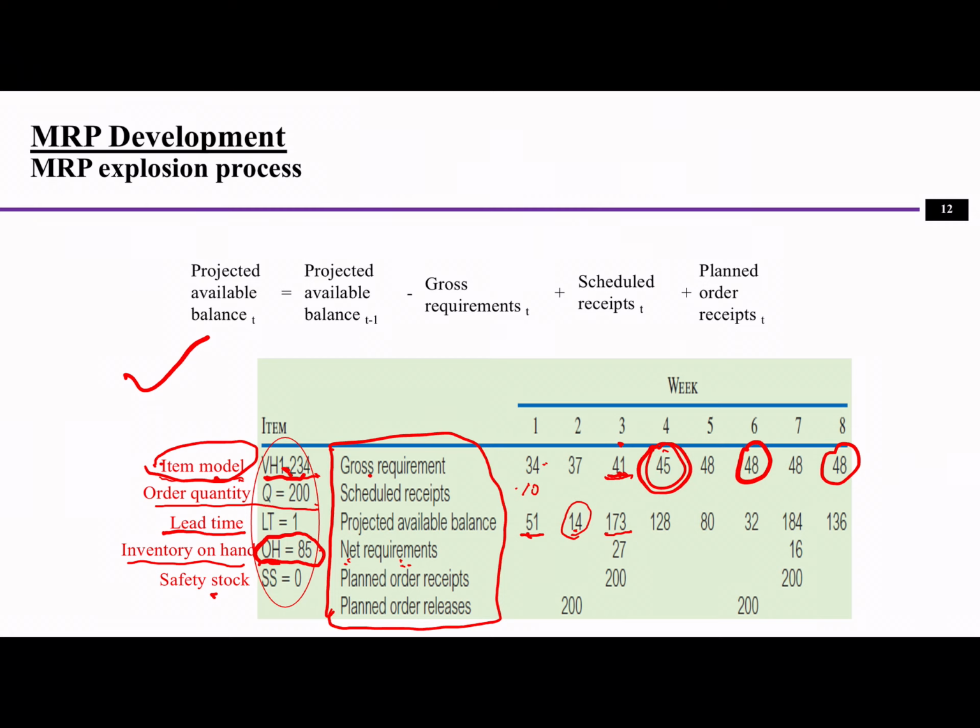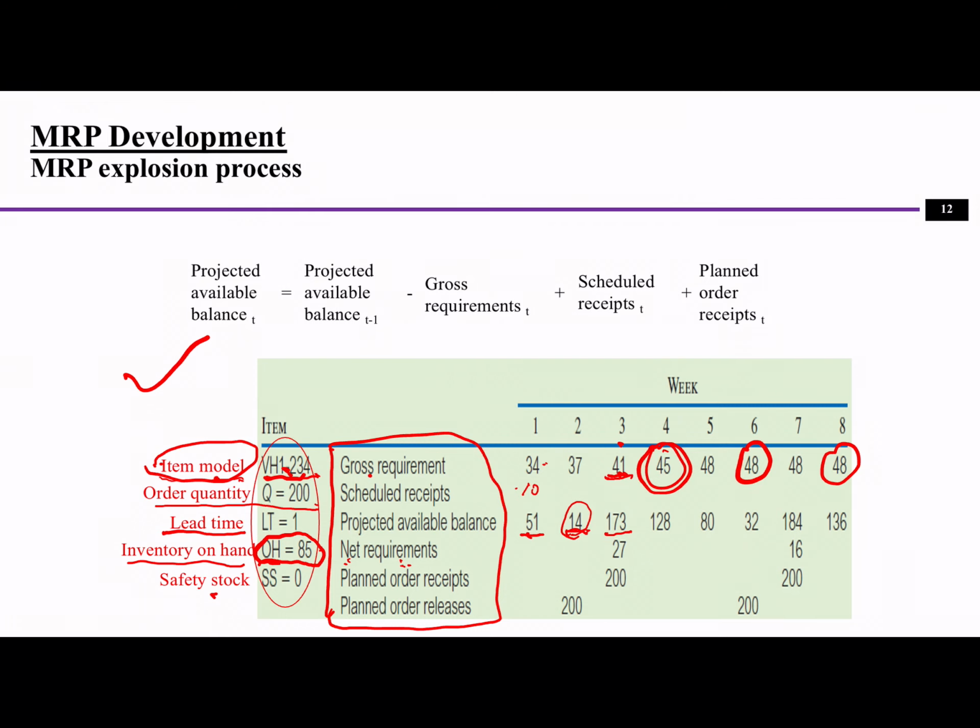But we don't want them to arrive too early because it will increase our inventory fees. So you really want them to arrive in the same week. If it arrives late, we cannot fill the order either, right? So we have to let them arrive in the same week. All right, how do we do that?